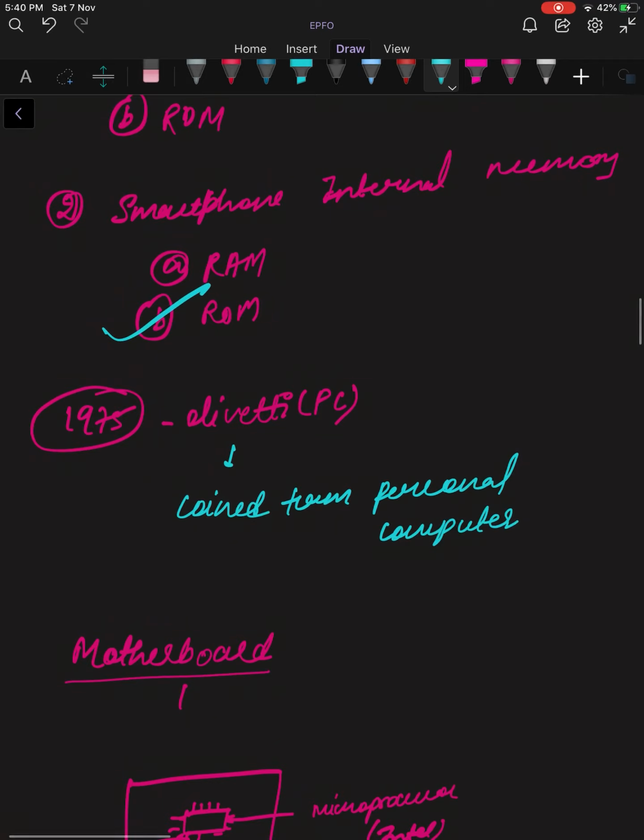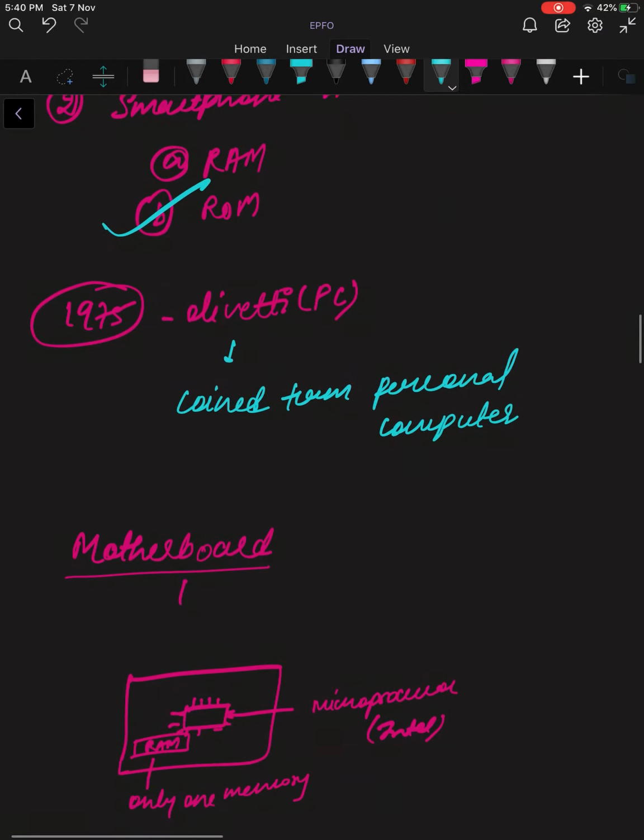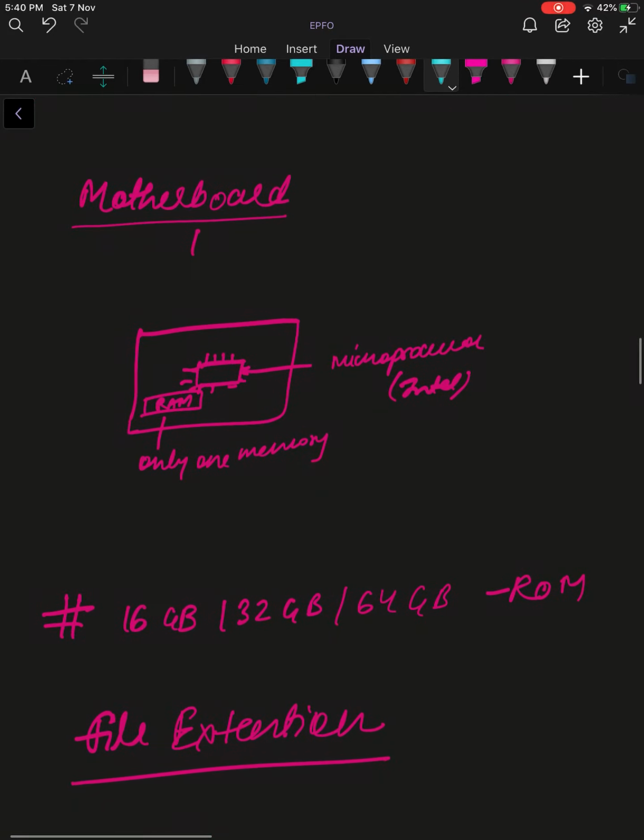And before 1975, there was no personal computer. The term personal computer was first coined by Olivetti in 1975. So we know what is a motherboard. A motherboard is a kind of device, and there is a microprocessor in that.